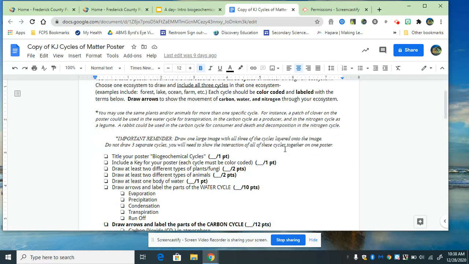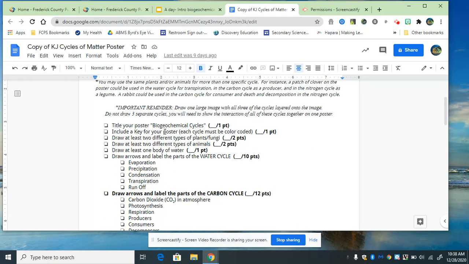Important reminder, draw one large image with all three of the cycles layered onto that image. Do not draw three separate cycles, and you will need to show the interaction of all these cycles together on one poster. Here's your rubric, so you're going to just follow everything and check it off as you go.